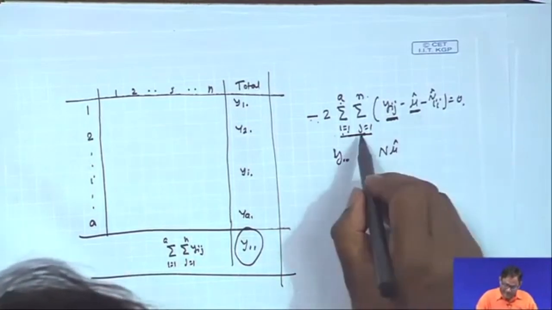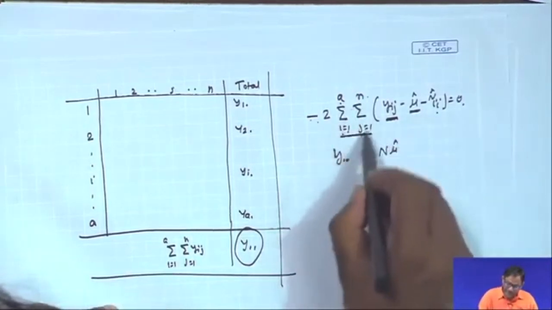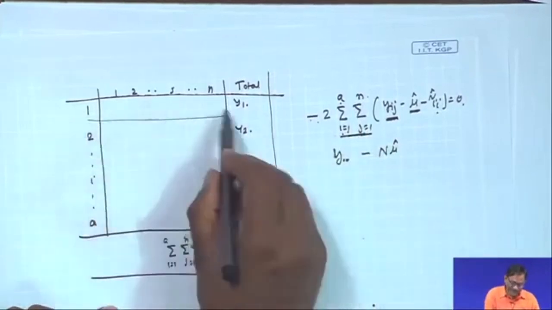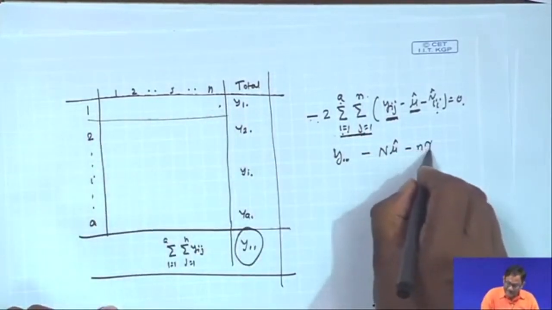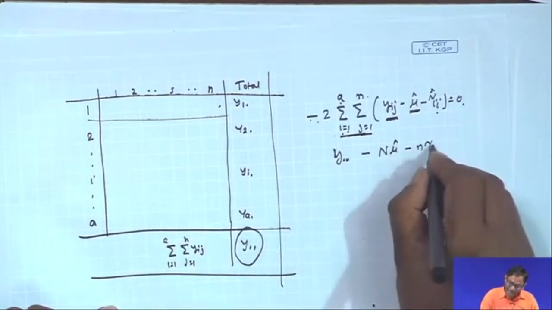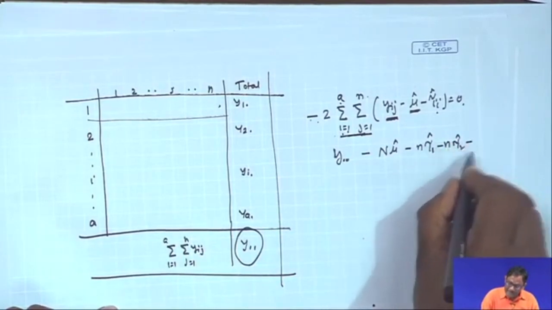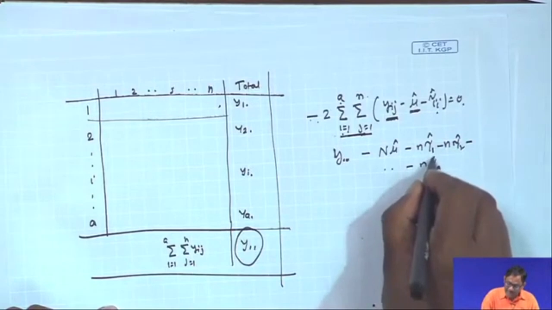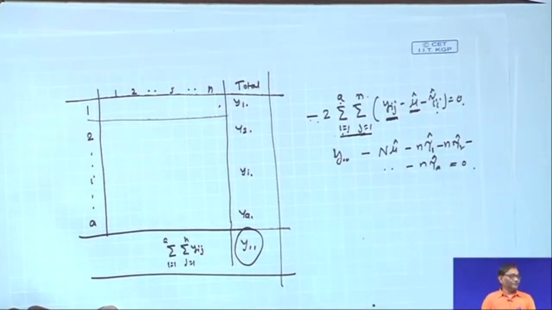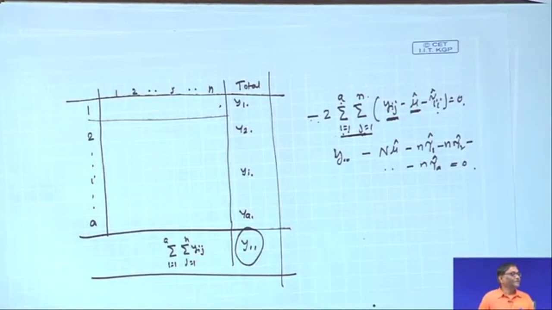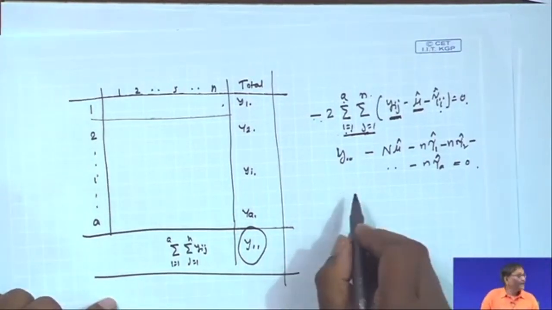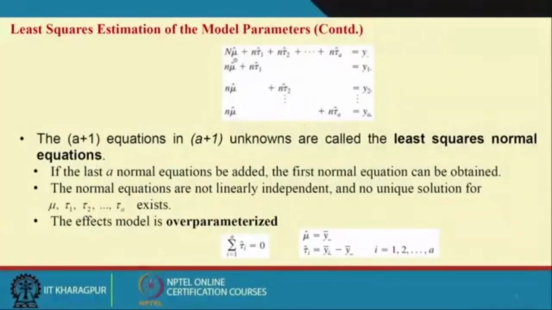Now, plus this, what is happening, tau 1 will be for small n times, because there are n observations. So, minus n tau 1 cap minus n tau 2 cap, like this, minus n tau a cap, this will become 0. So then we are getting this equation, first equation, n mu cap plus n tau 1, n tau 2, like this small n, this is giving you this equation.